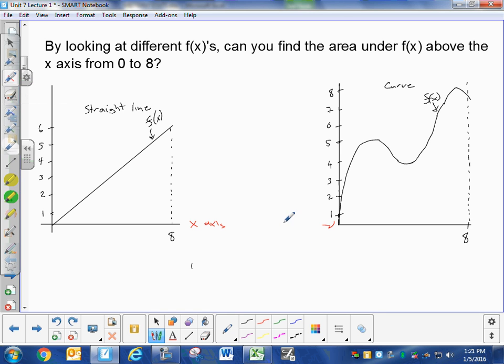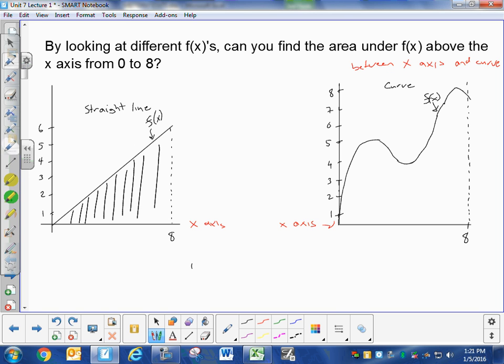So my function could go below the x-axis. We're just talking about functions above it right now. Between the x-axis and the curve. Okay. And the question is, can we find the area under this function? Well, this first one, to find this area, you should be like, yeah, I can find that area. This function is just a straight line, and it makes a triangular shape, and I can find the area using the geometry formula for an area of a triangle. So yes, I can find this area. I can use geometry.